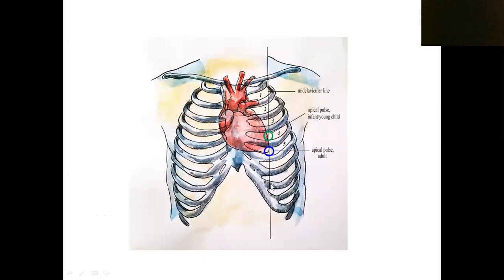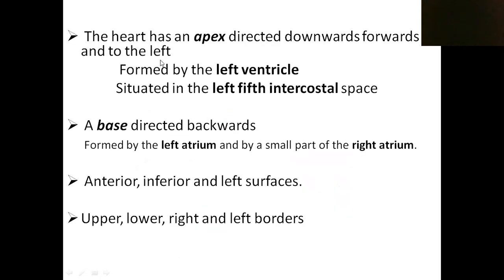See, here comes the left lung, here comes the right lung. This heart, which is seen between these two lungs, that space is known as the mediastinum. Now we have to discuss the base. The base is directed backward and formed by the two atria.